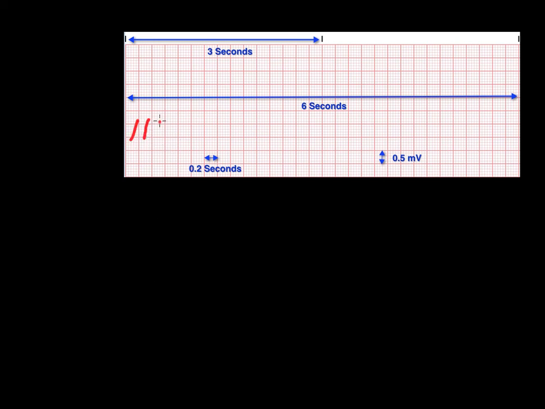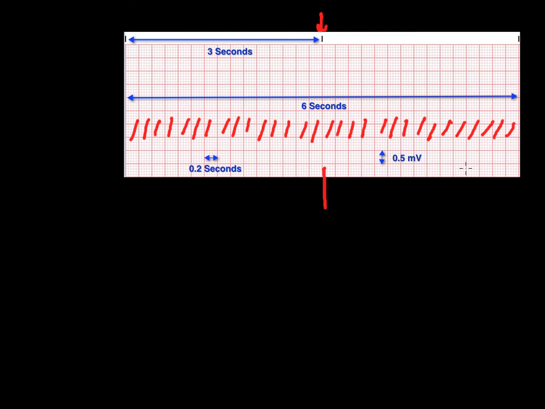There's 1 block, 2, 3, 4, 5, 6, 7, 8, 9, 10, 11, 12, 13, 14, 15, and if you notice right here, at 15, there's a hash mark. There's a hash mark at the beginning, and another hash mark over here. That's a 3-second segment, 16, 17, 18, 19, 20, 21, 22, 23, 24, 25, 26, 27, 28, 29, and 30. So this ends up being a 6-second strip.